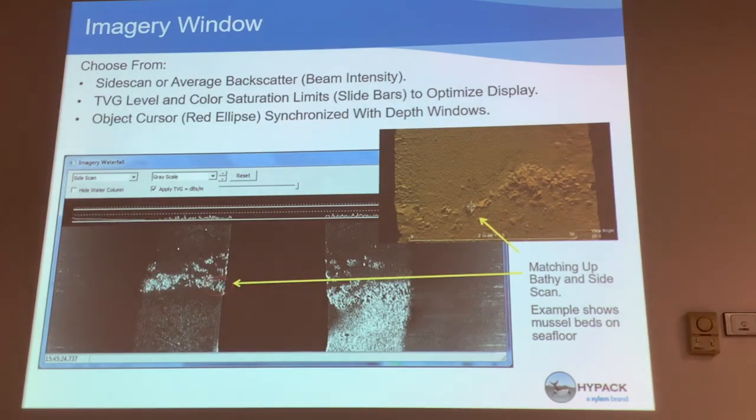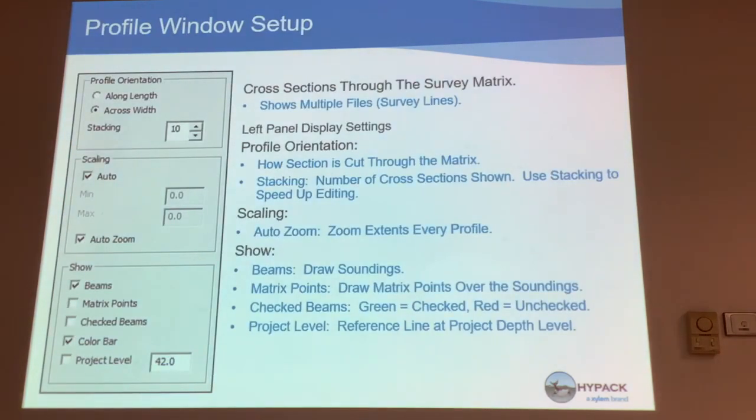And then you have the imagery window. The imagery is basically like, for example, a side scan view or the backscatter for the multi-beam. You can actually load it inside here and then you can see how it looks. You can change the color as well.